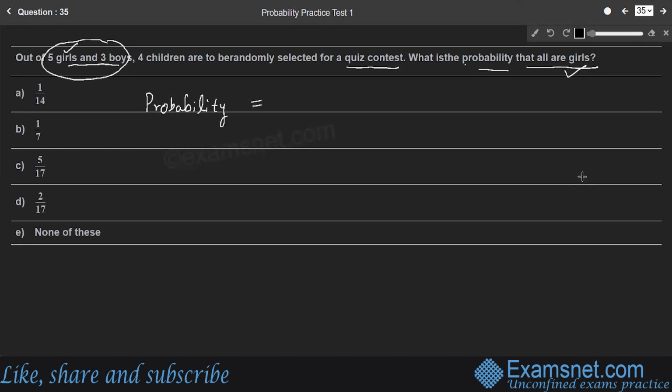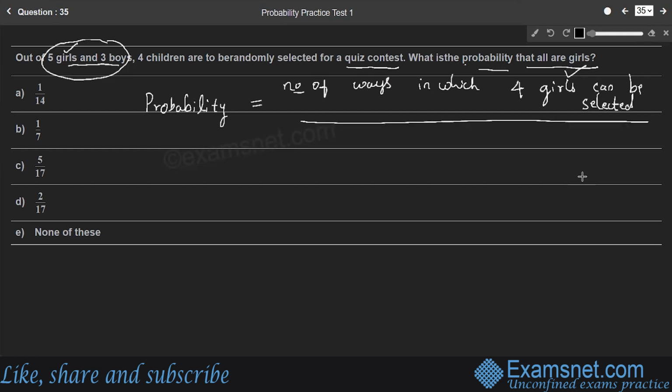Here favorable outcomes are nothing but the number of ways in which 4 girls can be selected, divided by the number of ways in which 4 children can be selected. They may be all girls, or 2 girls and 2 boys, or 1 girl and 3 boys, right? So the total number of ways in which 4 children can be selected out of 8 children.